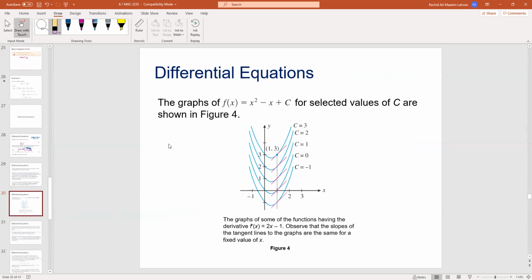And as you see, of course, we'll need to find for 2x minus 1, so the antiderivative is going to be x squared minus x plus c, and depending on what c is, we're going to have a different function. And the graphs of some of these functions, observe that the slopes of the tangent lines are the same as I described before.